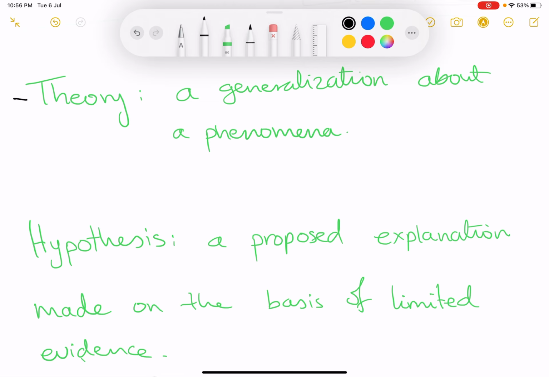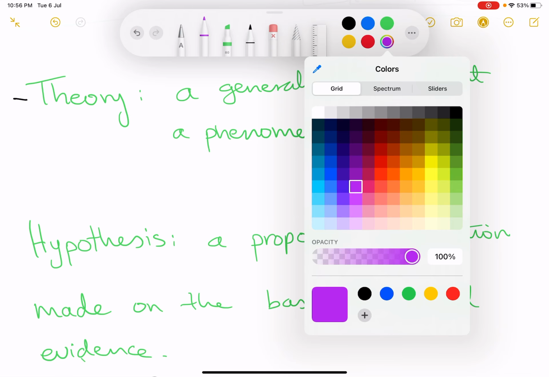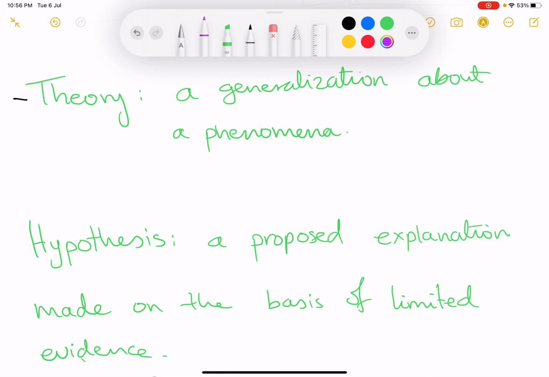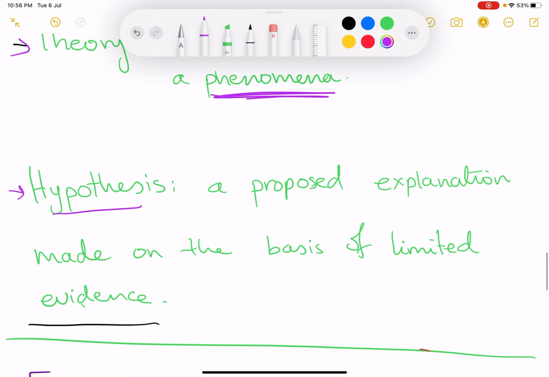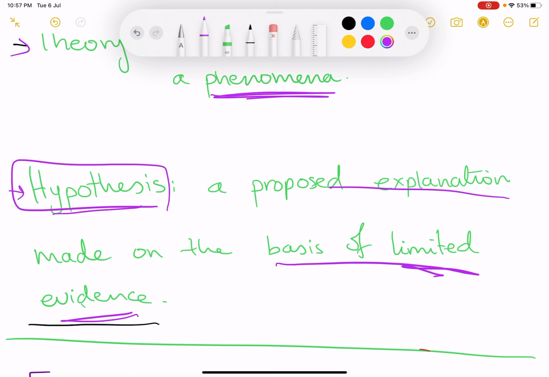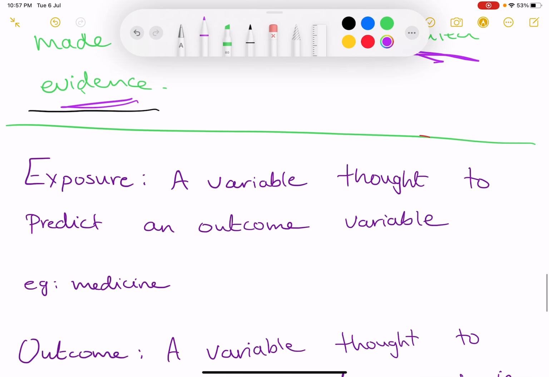Okay, now we're going to look at two other terms, theory and hypothesis. What's the difference? A theory is a generalization about a phenomenon. It's something general. But the hypothesis is a proposed explanation made on the basis of limited evidence. This is the hypothesis. You have to know the difference.